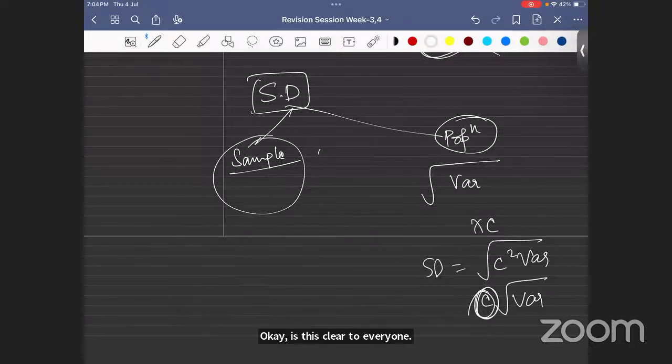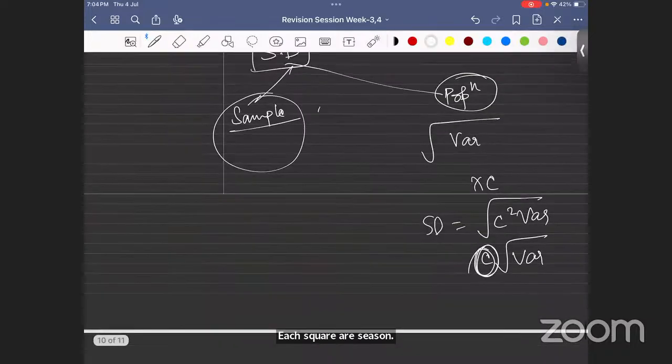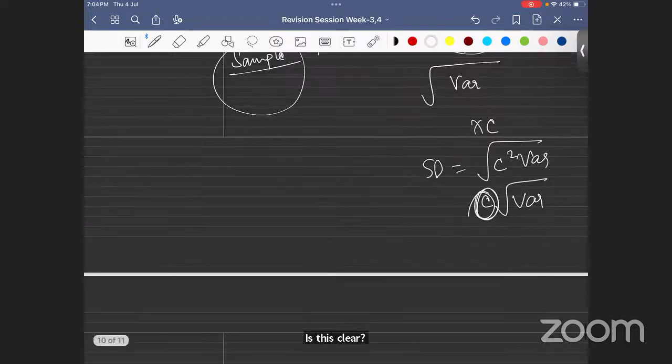C square or C, sir? Only C multiplied by C. No, what I was saying is that your variance will get impacted if you are multiplying some constant C to each of the terms, by C square times, but your standard deviation will get impacted by C times only. Okay? Is this clear? Yes. Okay. Let's move to the next part.